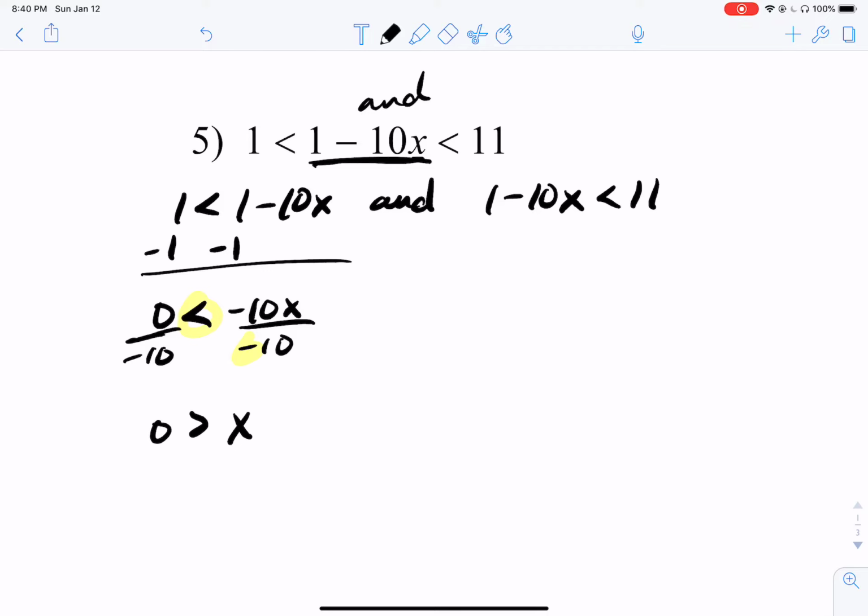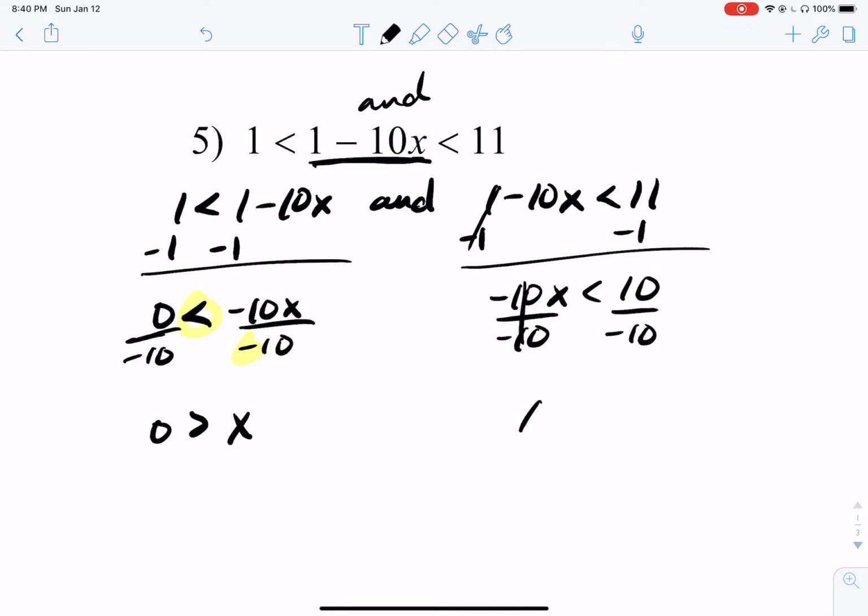Now we do the exact same thing over here. We subtract 1 from both sides. This gets eliminated. Negative 10x is less than 10. We divide by negative 10. And x, again, because we divide by a negative number, this is going to flip. We're dividing by a negative 10. That's going to be greater than negative 1.